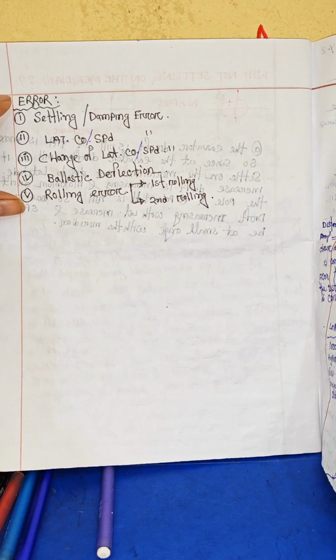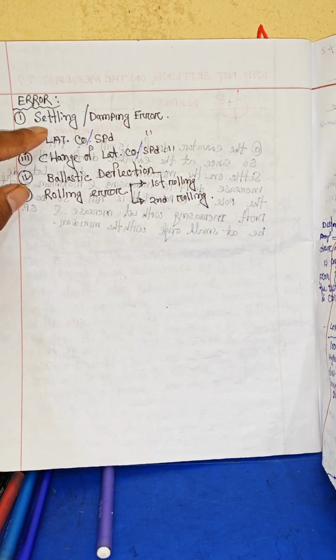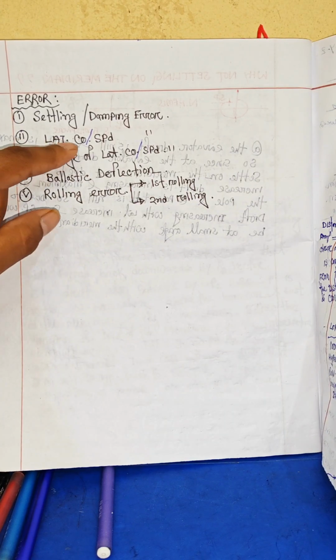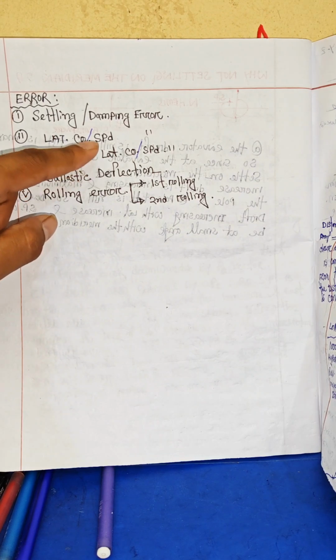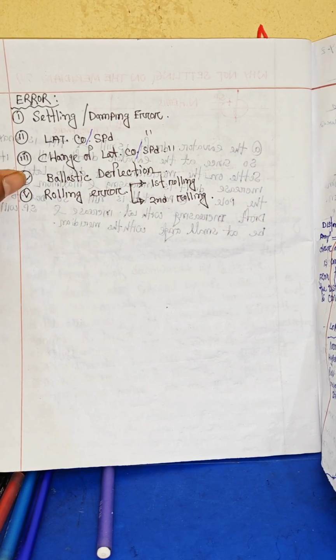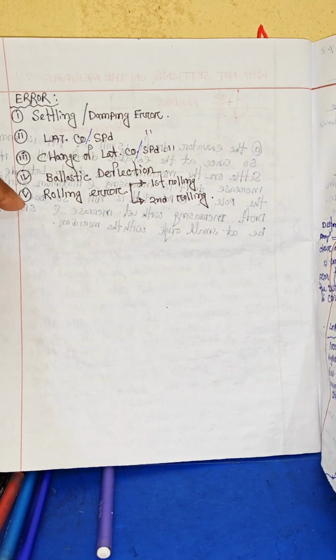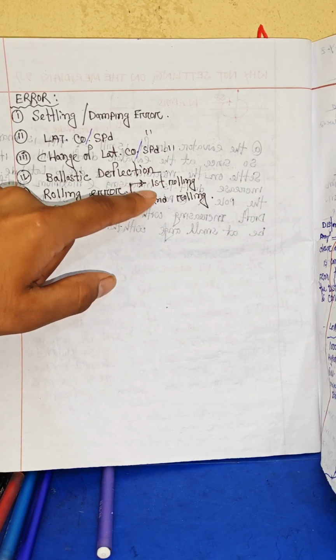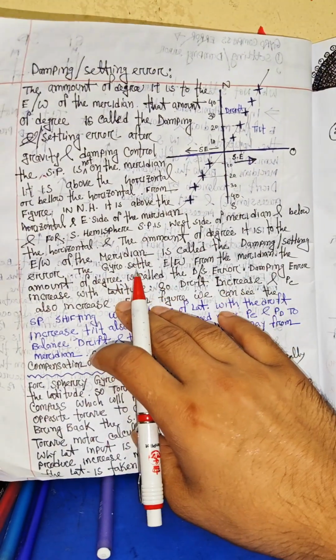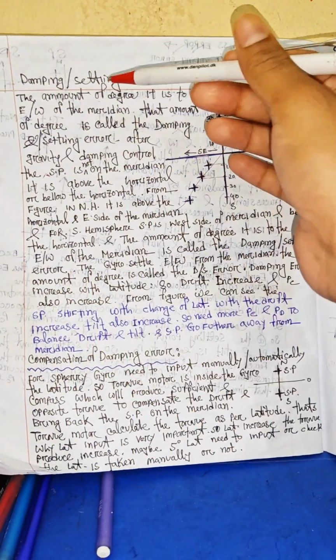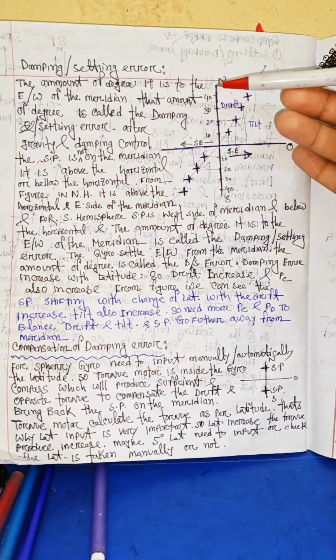And there are 5 errors for the gyro compass. You know that one is settling or damping error, number 2 is latitude, course or speed error, number 3 is change of latitude, course or speed error, number 4 is ballistic deflection, number 5 is rolling error. Rolling error has two parts, first rolling and second rolling. We will discuss all the errors easily, guys. So the first one is the damping or settling error.